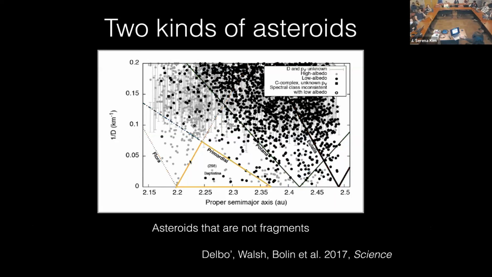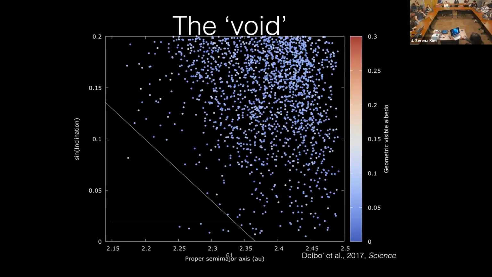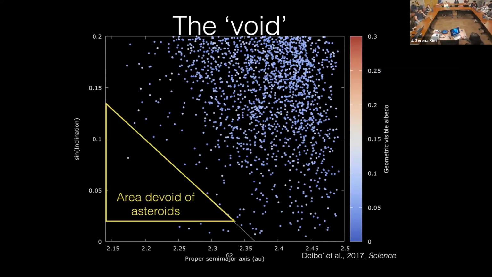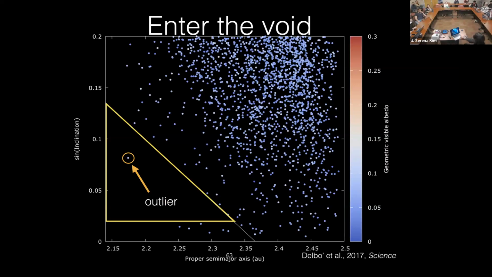However, within this golden triangle here, we see that there's something peculiar. If I zoom in a little bit and color and replot things, we see that this triangular area here is completely devoid of asteroids. This one right there is an outlier. It's a mistake. It has a taxonomy that is inconsistent with having a low albedo. This is a plot of only low albedo asteroids. So this is probably not supposed to be here.